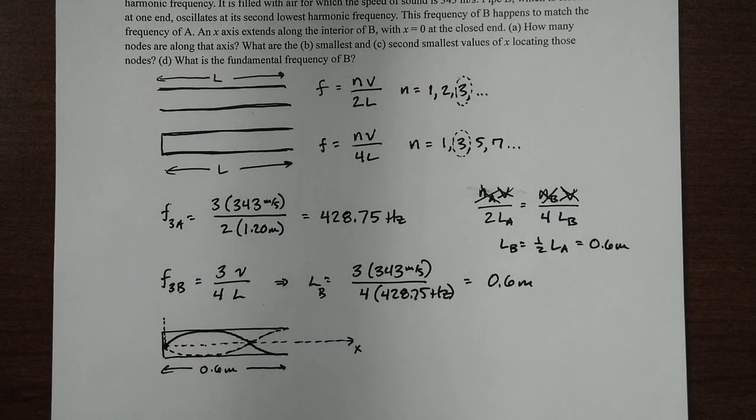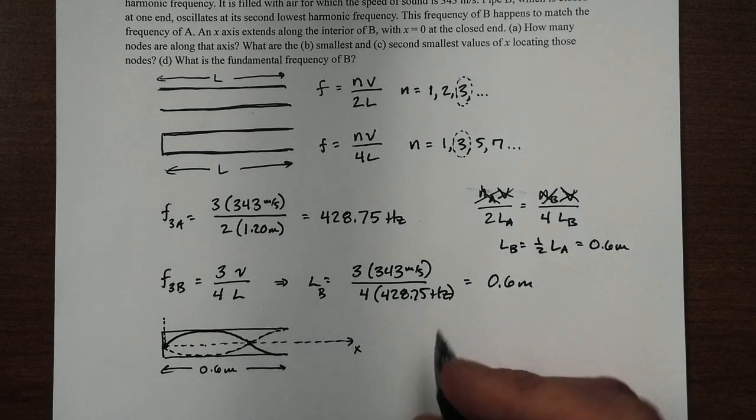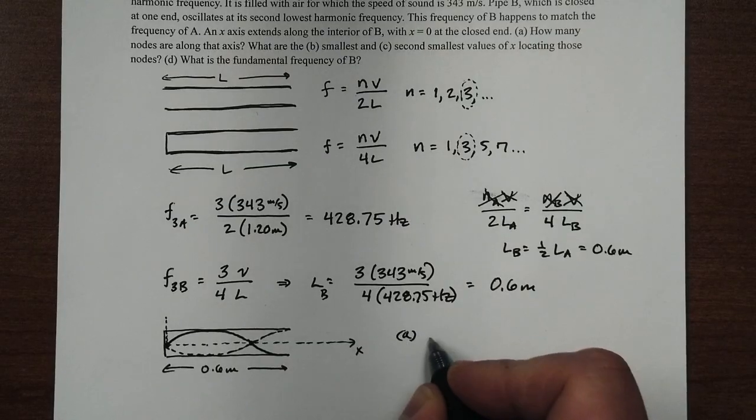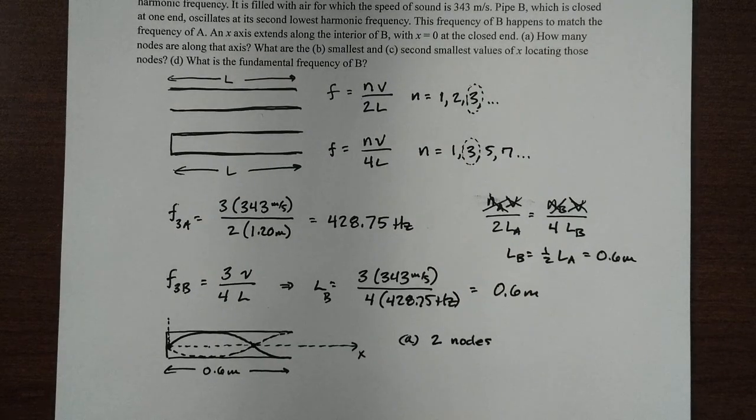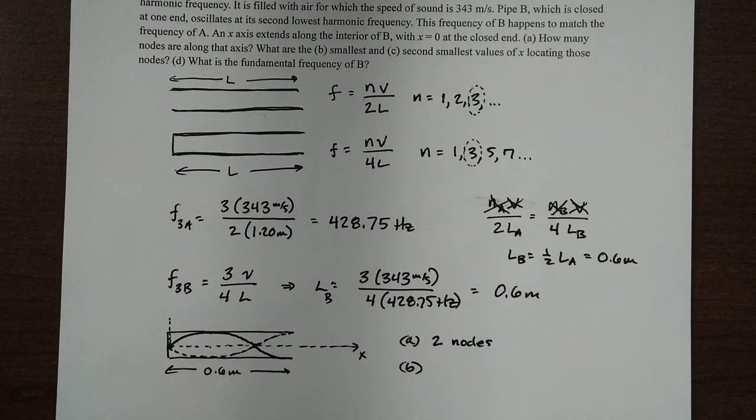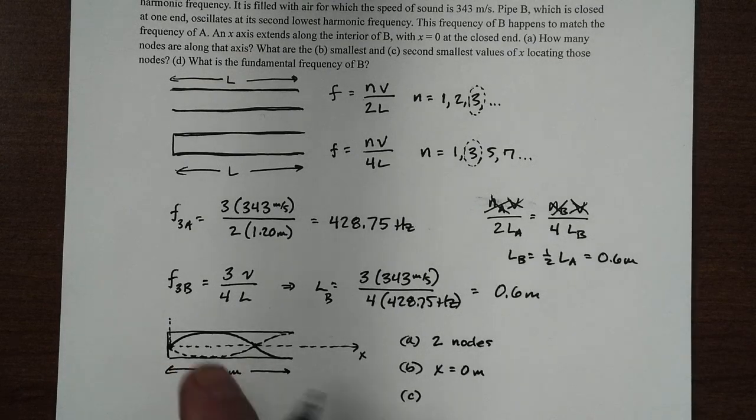So how many nodes are along the axis? Well, if we're in the second mode here, then the answer is there are 2 nodes within this pipe. Where is the first one? Well, the first one is at the origin of the x-axis, so it's at x equals 0. Where's the second one? Well, if you just look at this geometrically, it would have to lie 2/3 along the length of this pipe. So the second node lies at 0.4 meters.